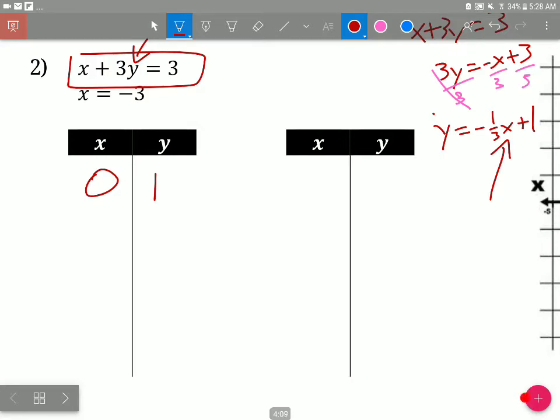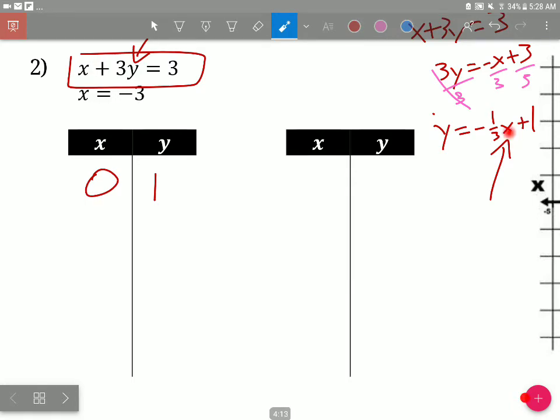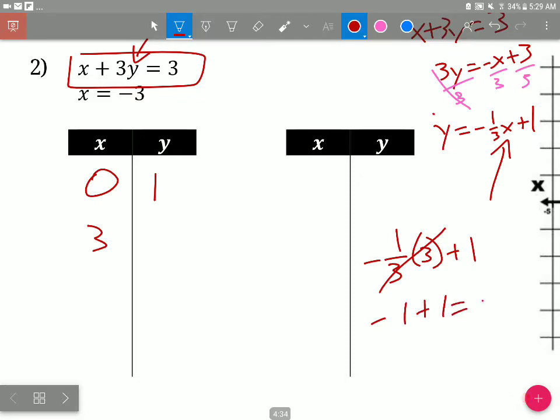Now, I'm not going to use 1 simply because if I took 1 and divided by 3, I'm going to get a third. So I'm going to pick my denominator here because if I pick a 3, let me plug that in real quick. So that's negative 1/3 times 3 plus 1. What happens is those cancel out, and I get a negative 1 plus 1, which equals 0.